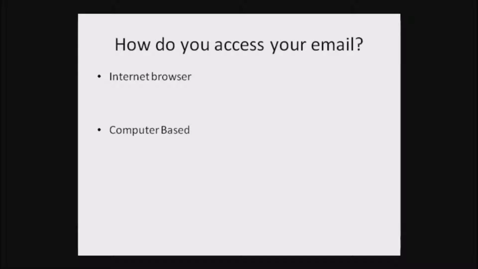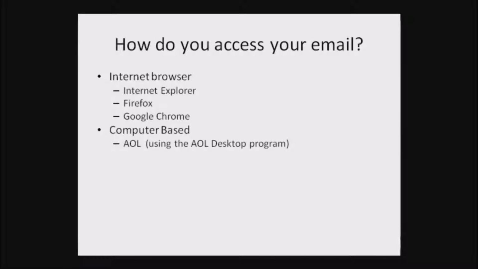How do you access your email? Well, you do it either through internet browser or computer-based. Internet browsers like Internet Explorer, Firefox, or Google Chrome. Computer-based is AOL, using the AOL desktop program, Outlook, Outlook Express, Thunderbird, or Windows Live Mail.